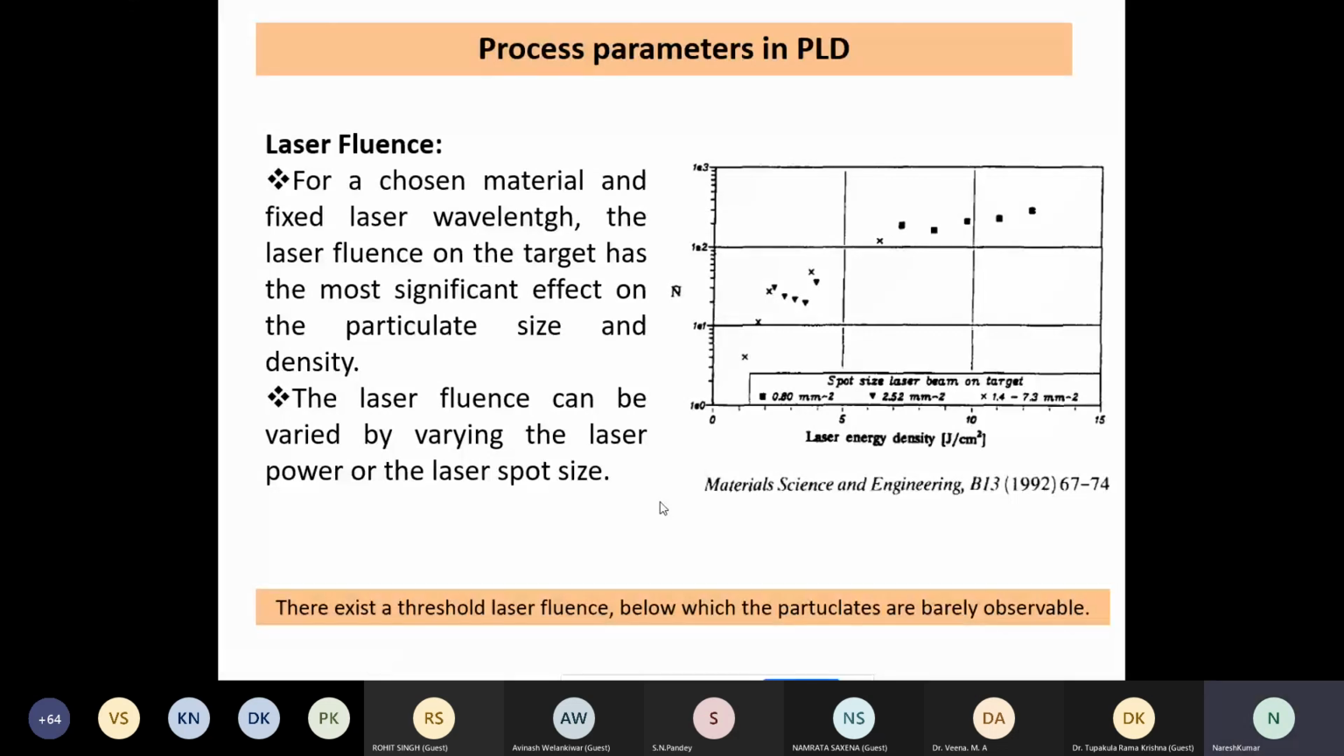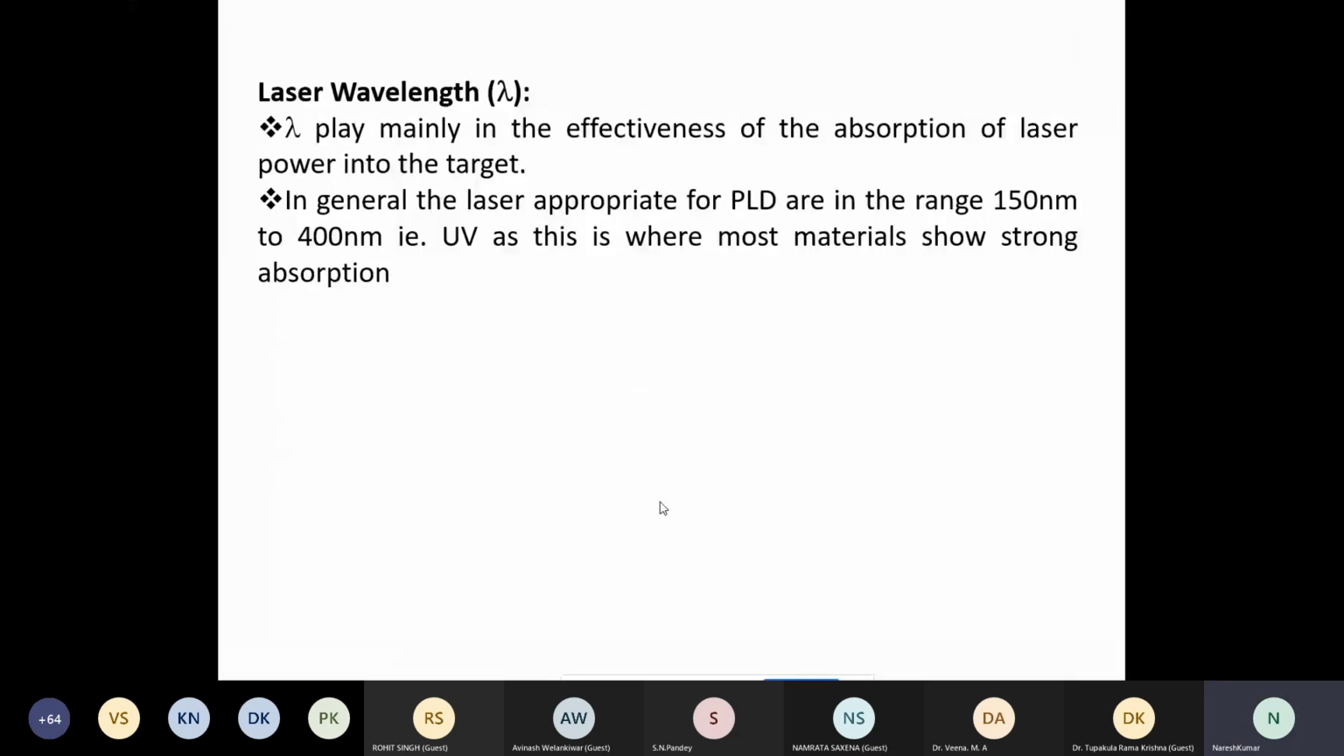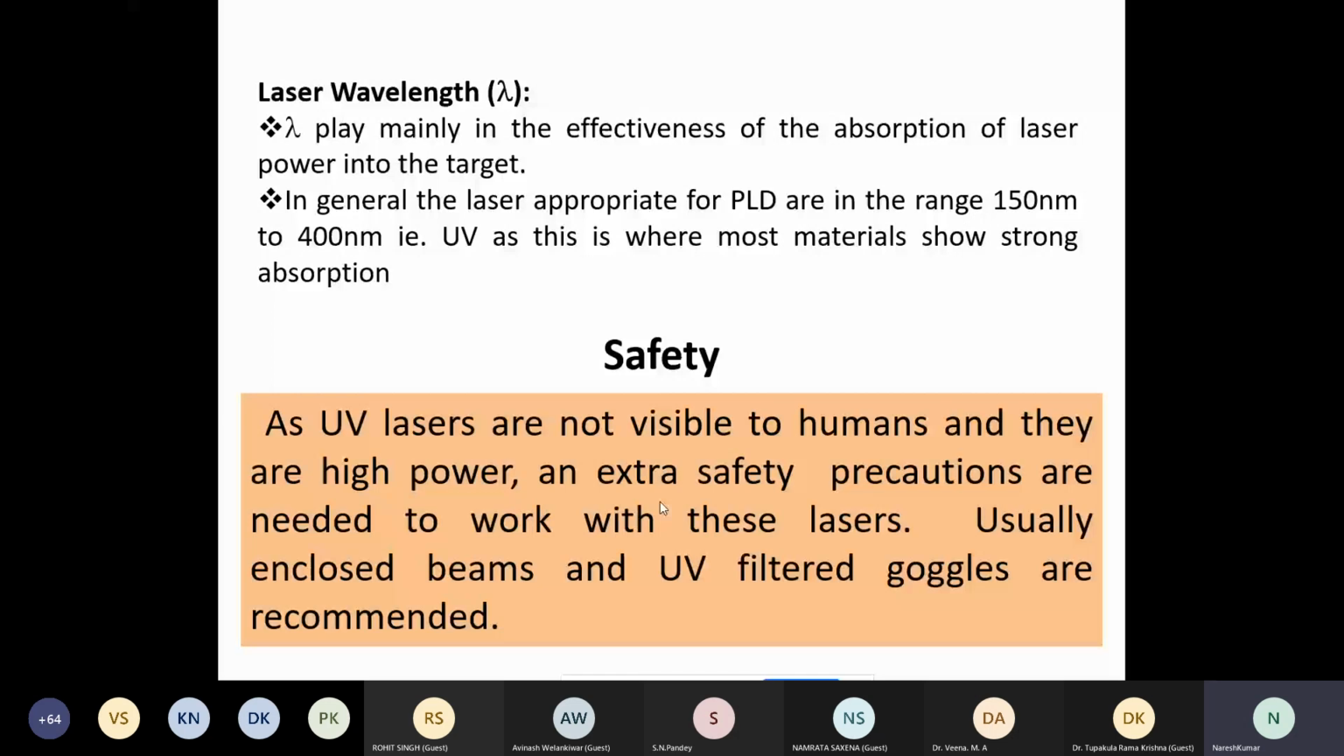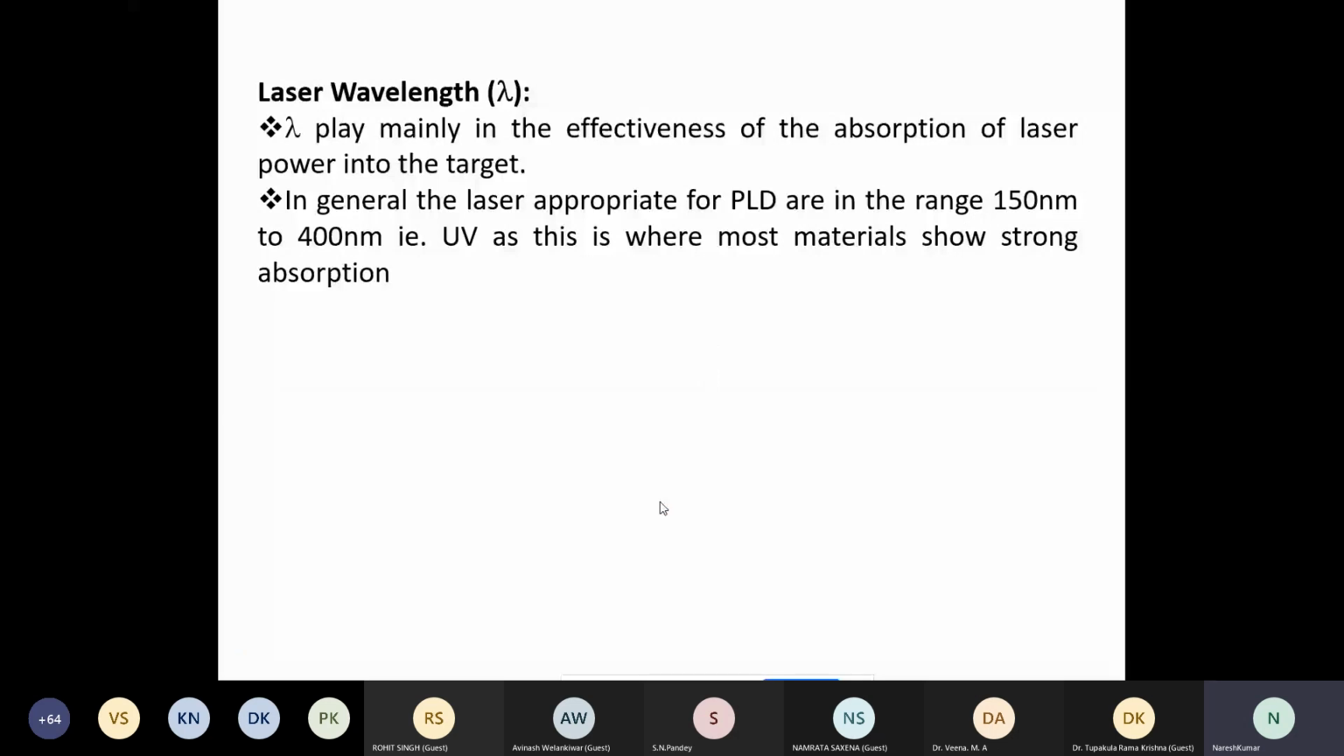Next is wavelength. In my laser, let's say if we are using an Nd:YAG laser, I have all four possible wavelengths. The fundamental is 1064 nanometer, which is in the IR range. Then from 1064 to 4 omega, which is 266 nanometer. So we can go from IR to UV.